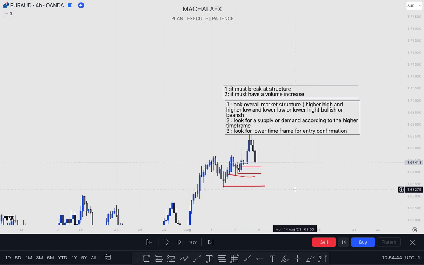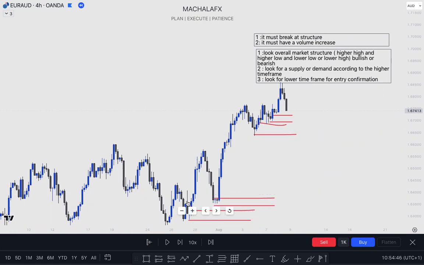So now we understand that the higher time frame, which is the 4 hour, is bullish. What are we going to be looking for? A demand level to trade from, right? Yes, correct. Now, what are we going to be looking for again? Rule number 2: look for a supply or demand according to the higher time frame. Now, according to the higher time frame, we have put our demand level to trade from.